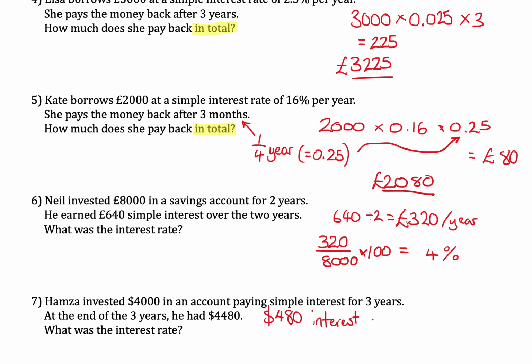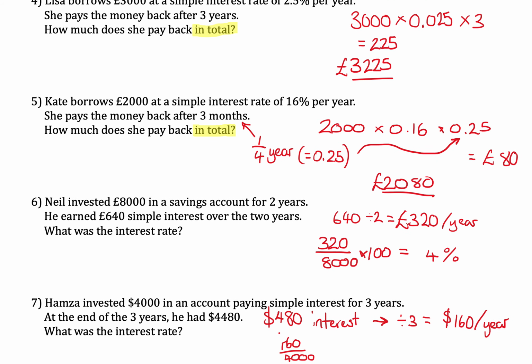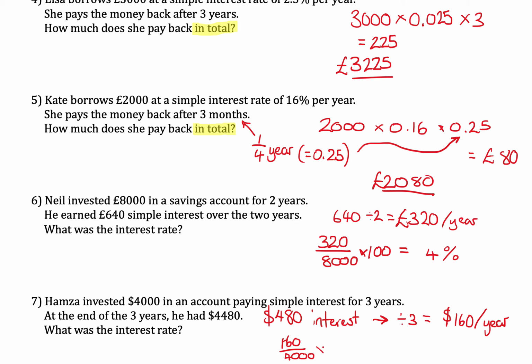So if we divide that by 3, that's $160 per year. And 160 out of 4,000 is an interest rate of 4% again.